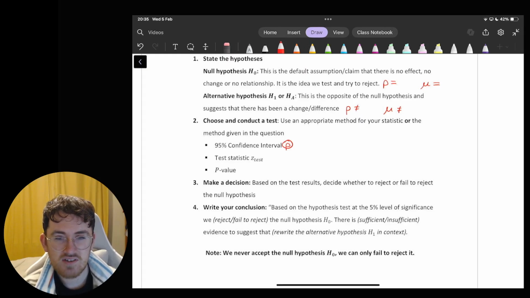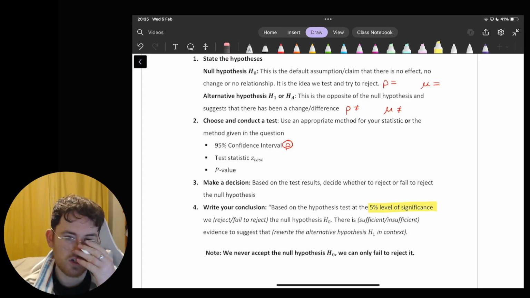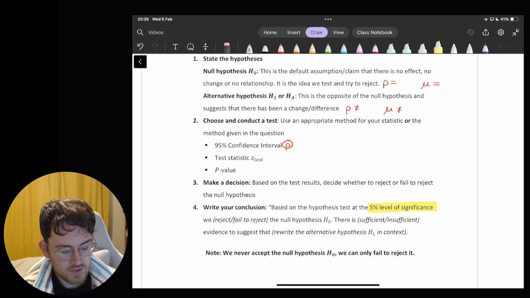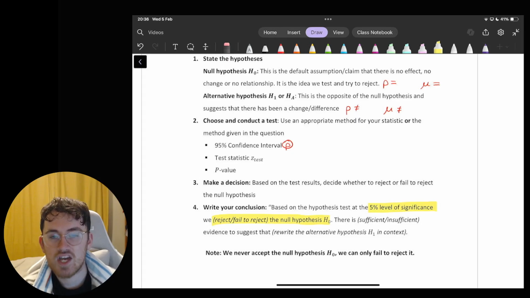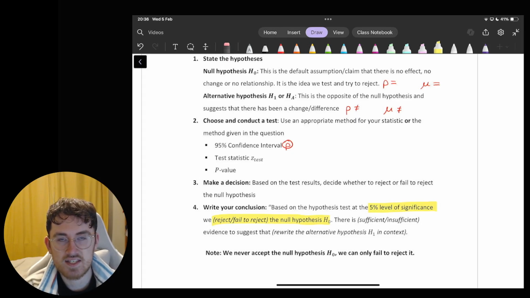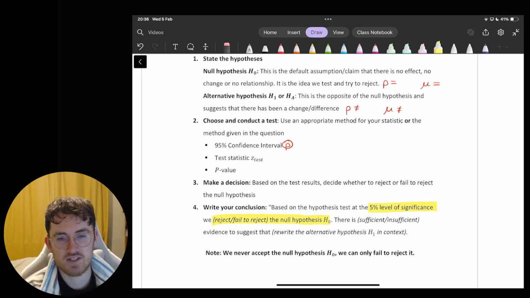Your conclusion should incorporate your decision and also tie back to the original question. I've given a sample here. We might say, based on the hypothesis test at the 5% level of significance, you might change that for 95% confidence, it doesn't matter once you get that point across. It's important to include that reference to 95% confidence. We reject or fail to reject the null hypothesis. So that idea of saying, what was the decision? What was the end result? If we're rejecting it, we might say that there's sufficient evidence to suggest that the mean has changed, that the proportion is not equal to what it was. If we fail to reject, we might say there's not enough evidence to say that.